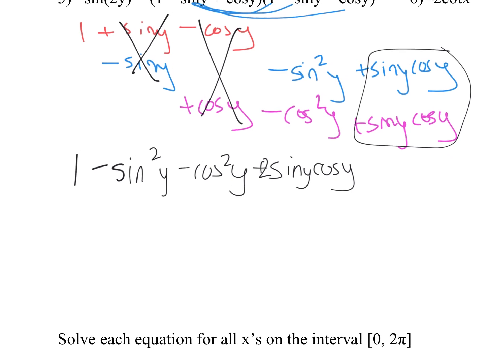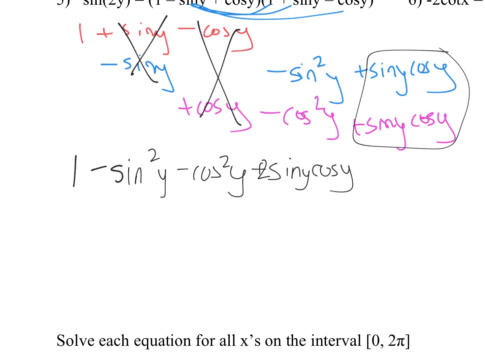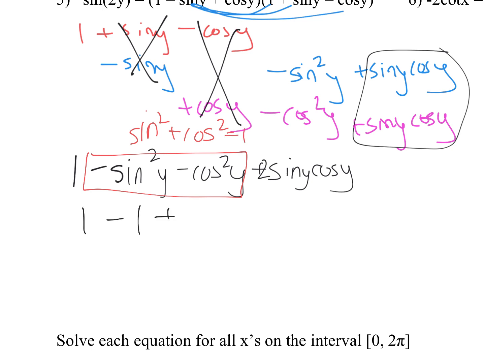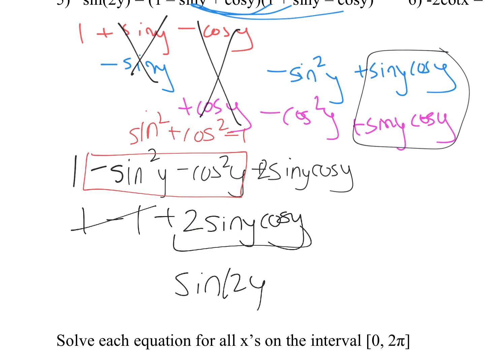And so what's going to happen here is that sine squared plus cosine squared is just 1. So the fact that they're both negative means it's 1 minus 1, 2 sine y cosine y. The 1's cancel, and this is our sine double angle identity, sine 2y. Done.